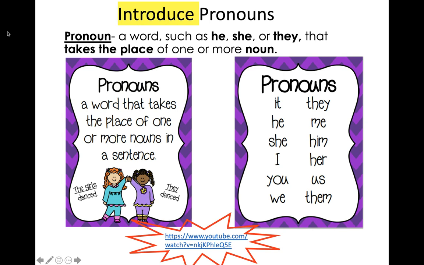All right, so a pronoun is a word such as he, she, or they that takes the place of one or more nouns. So instead of saying "the girl went to the store, the girl likes to eat the girl's lunch," you're replacing the noun girl with a pronoun. Some common pronouns are it, he, she, I, you, we, they, me, him, her, us, or them. So the key is understanding when to use the right pronoun.